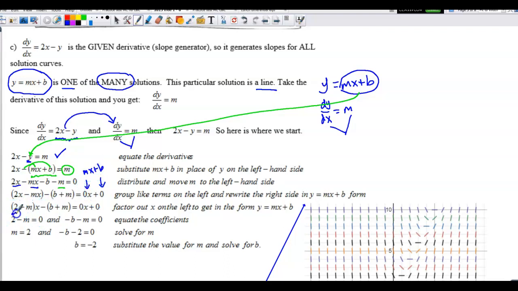So then I can take the coefficient of x, which is 2 minus m, and set it equal to the coefficient of x on the right side, which is 0. That's what I'm doing in the step right here. Then I can set the constant, which is minus b plus m, equal to the constant on the right-hand side, and that's how I got this. I can solve for m to be 2. I can substitute 2 in place of m and get negative 2 for b. So those are the values that I find.